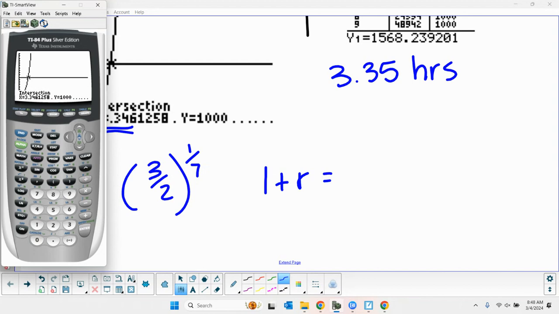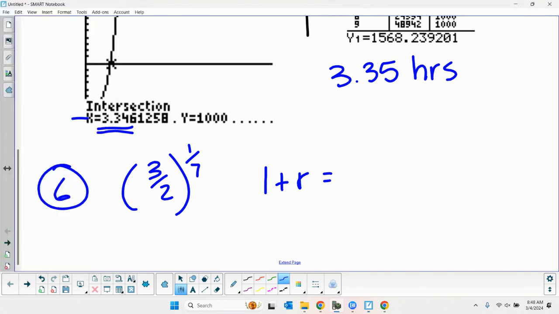So go to our calculator and put 3 halves to the 1/7 power, and see what that is. All right, 1.06, we'll round it. So then r is 0.06, which would be 6%. And that's an increase, right? That's a growth problem.